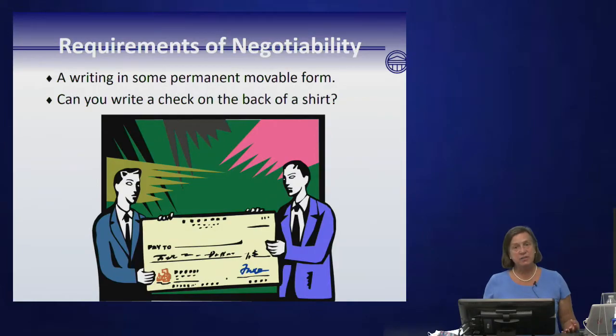So now let's look at the requirements of negotiability. To be a negotiable instrument, you must have a writing in some permanent movable form. All right, this is based on a true story. Could you write a check on the back of a shirt? I don't recommend that you do that, but could you? The answer is, yeah, you could. It's a writing in some permanent movable form.